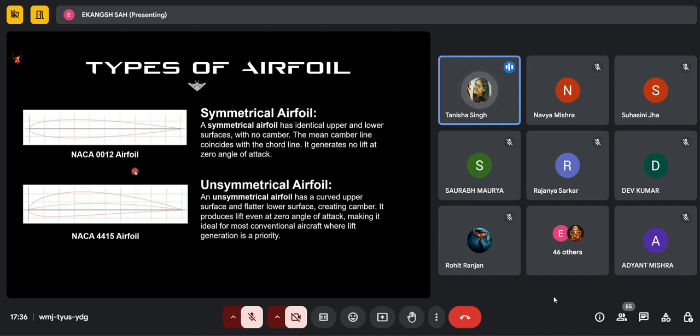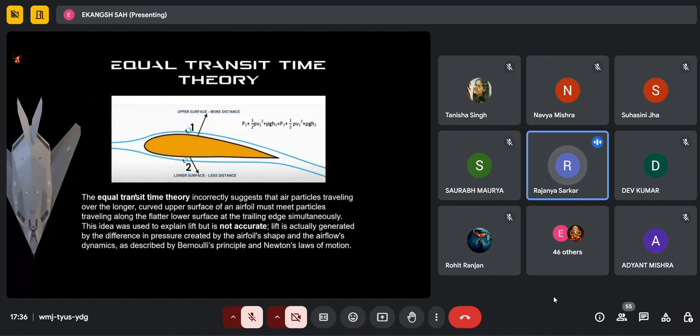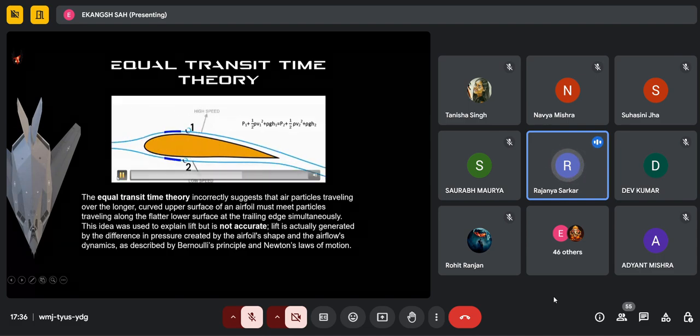Now, I would like to call Rajanya to continue with the further presentation. Thank you, Tanisha. This is Rajendra Sarkar from second year Mechanical Engineering Department. I'll be discussing how the actual aerodynamics behind a flight works.